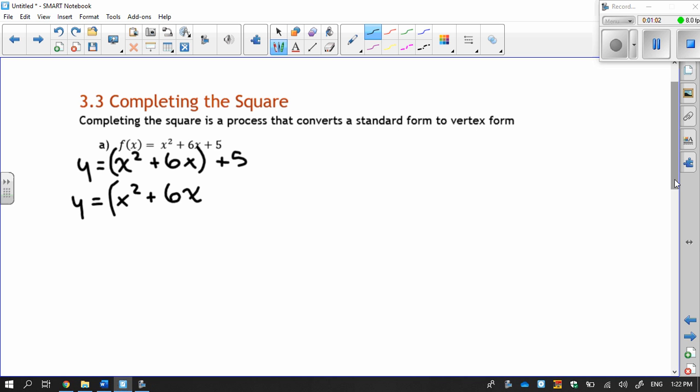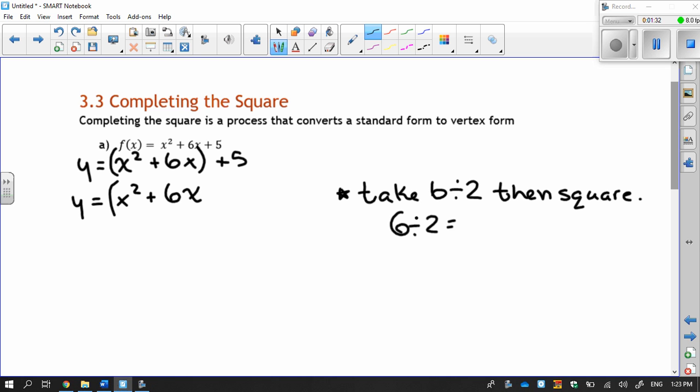Now, if we can't remember what a perfect square trinomial is, that's fine. The formula that we're always going to use in order to find our perfect square trinomial is we're going to take the b value, divide it by 2, then square it. So in this case, it's going to look like 6 divided by 2 is equal to 3, and then square 3, which gives us 9.